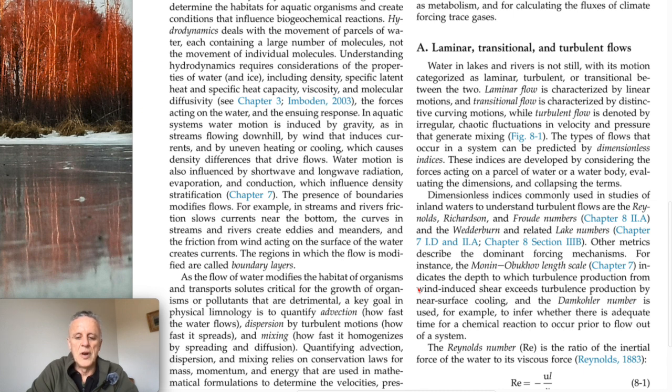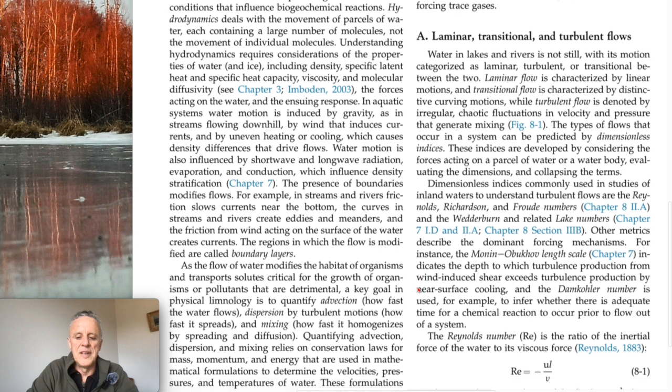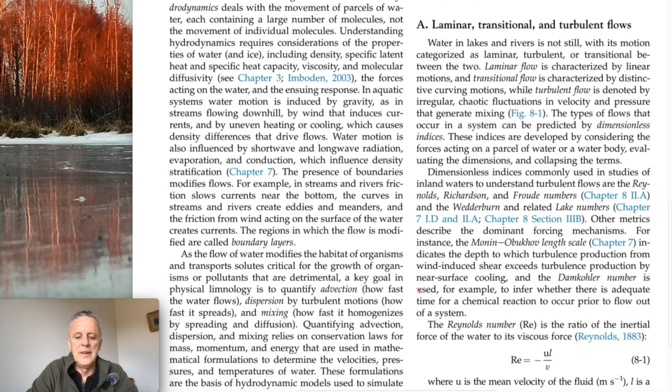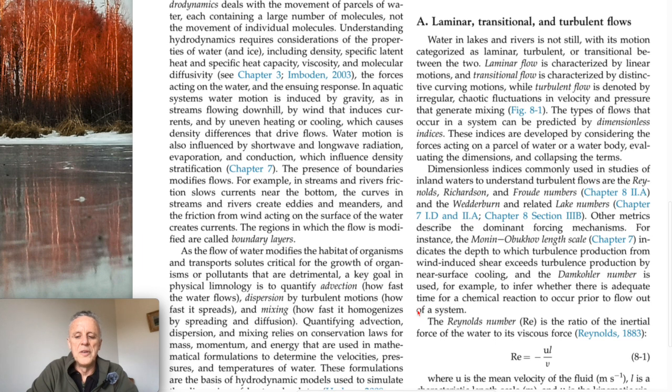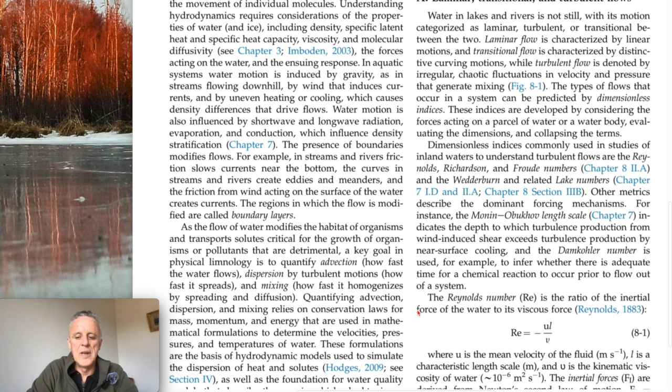Other metrics describe the dominant forcing mechanisms. For instance, the Monin-Obukhov length scale indicates the depth to which turbulence production from wind-induced shear exceeds turbulence production by near-surface cooling, and the Damköhler number is used, for example, to infer whether there is adequate time for a chemical reaction to occur prior to flow out of a system.